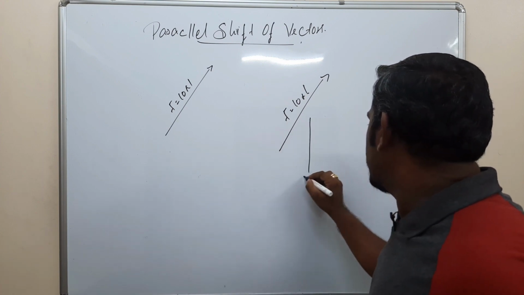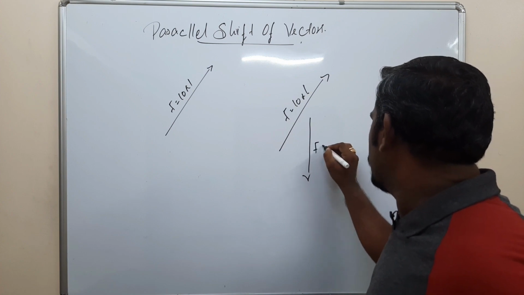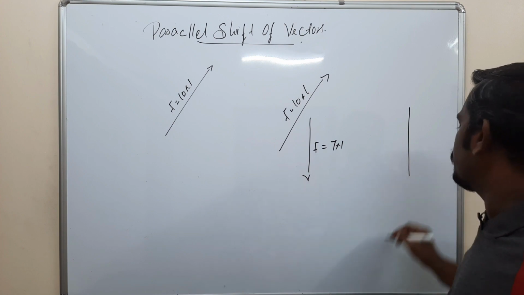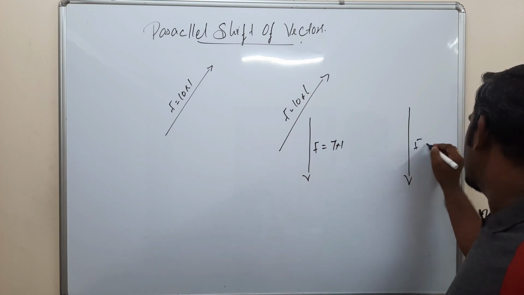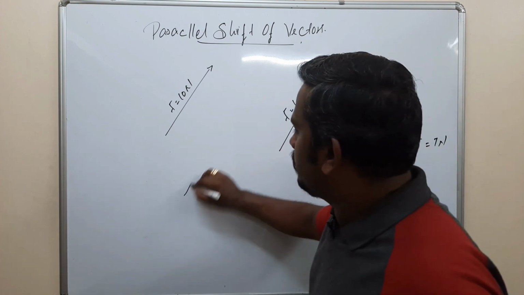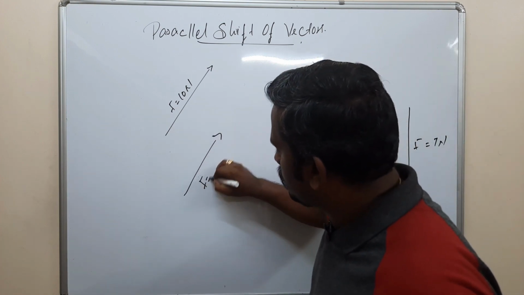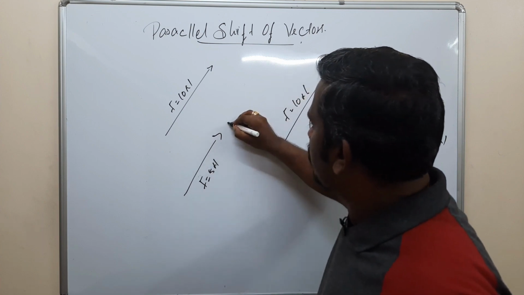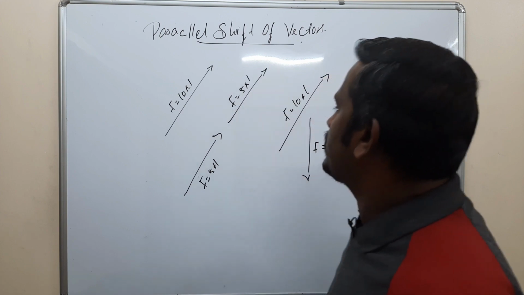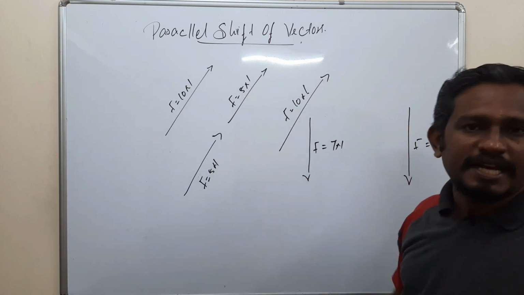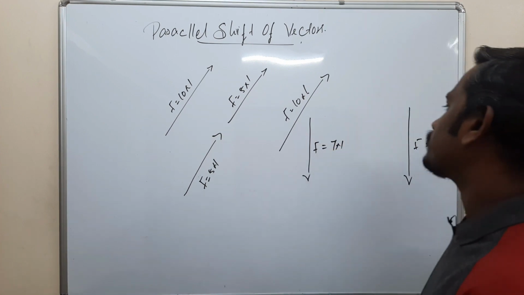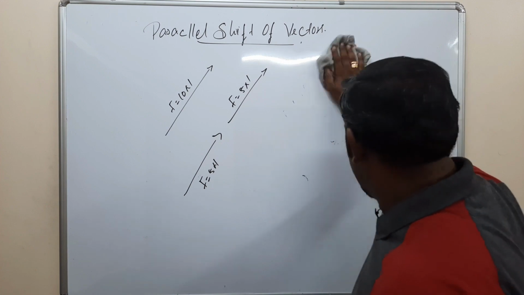So this is a vector. So that is F is equal to 7 Newton. So the same vector we can place here. That is also parallel shift. So F is equal to 7 Newton. So parallel shift of vectors. This is a vector. So F is equal to some 5 Newton. So the same vector we can draw here. So that's also F is equal to 5 Newton, without changing the direction, this is the parallel shift of vectors. Okay.